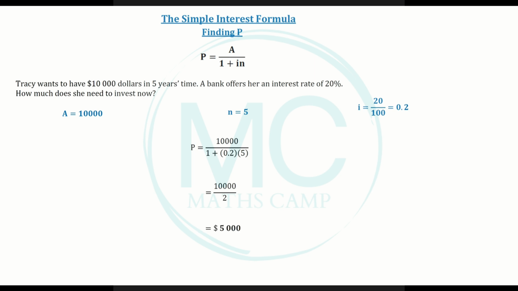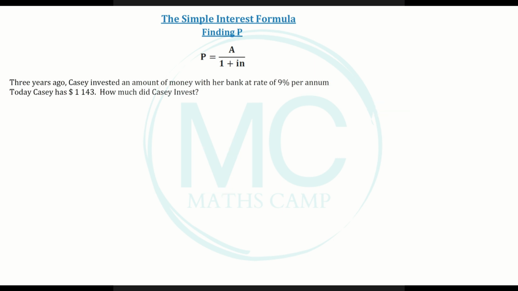Let's do another example. 3 years ago, Casey invested an amount of money in her bank at a rate of 9% per annum. Today, Casey has $1,143. How much did she invest? Let's start by finding our A, I, and N values. Casey invested for 3 years. It was the duration. So in this case, N is equal to 3.